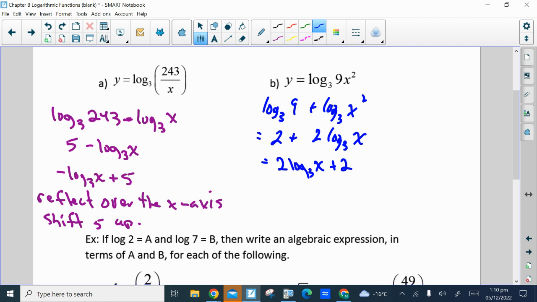So we want to know what transformations on log base 3 of x are occurring. Well, the 2 in front means you're going to have a vertical stretch by 2. And the plus 2 on the end again means it's going to shift up 2 units.